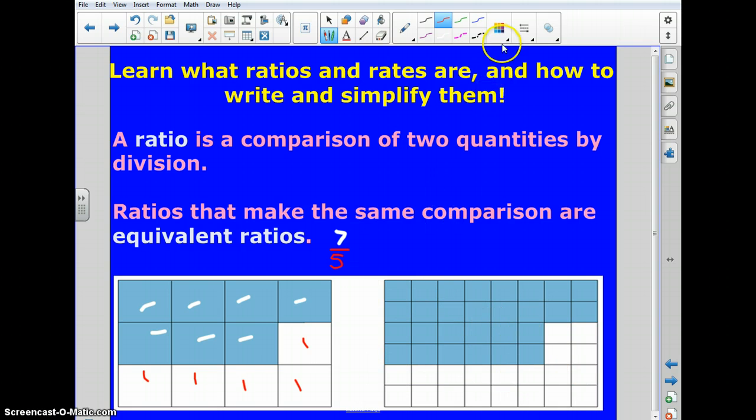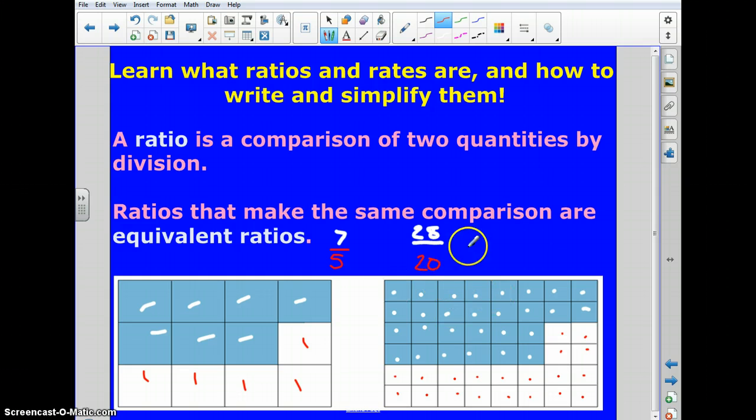We'll count it up. We're going to count the dark shaded ones first. So we have 1, 2, 3, 4, 5, 6, 7, 8. 2 rows of 8 make 16. 17, 18, 19, 20, 21, 22, 23, 24, 25, 26, 27, 28 that are shaded. And then we have 1, 2, 3, 4, 5, 6, 7, 8, 9, 10, 11, 12, 13, 14, 15, 16, 17, 18, 19, 20 that are not shaded. So now we have two ratios comparing: 7 to 5, 28 to 20.